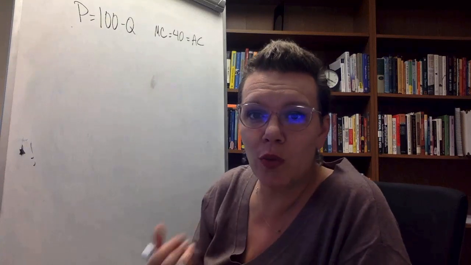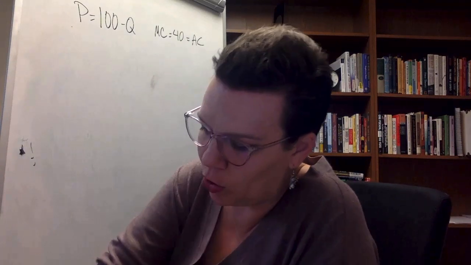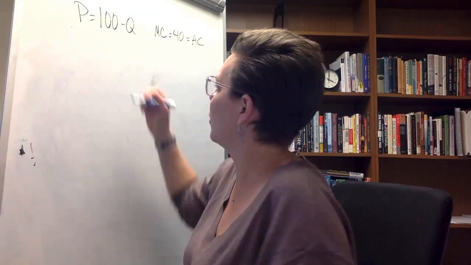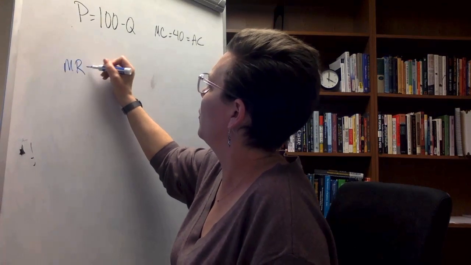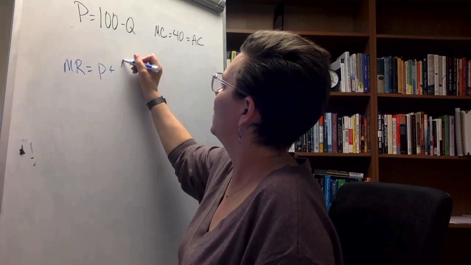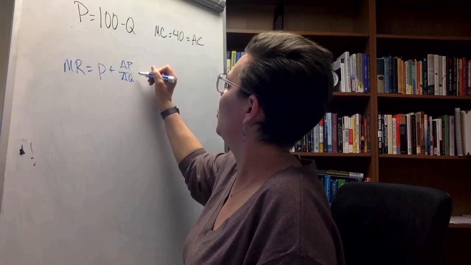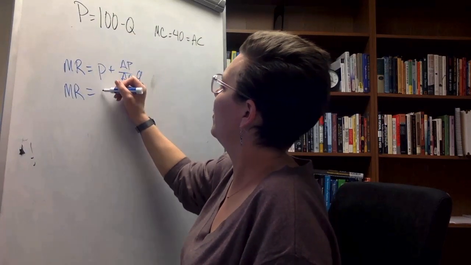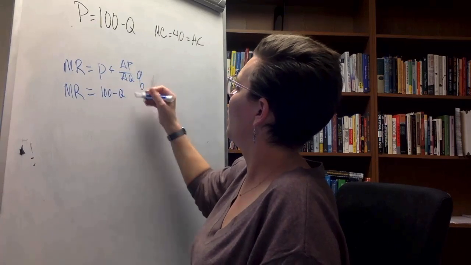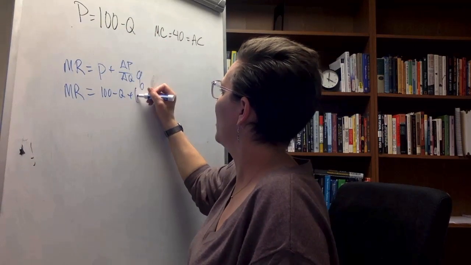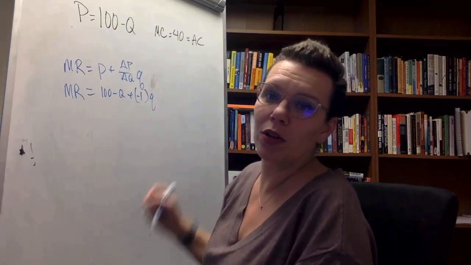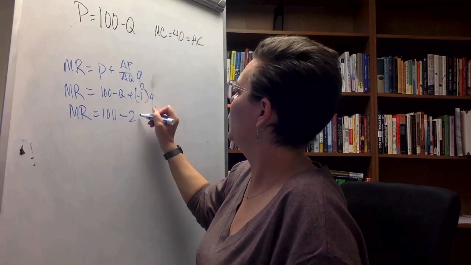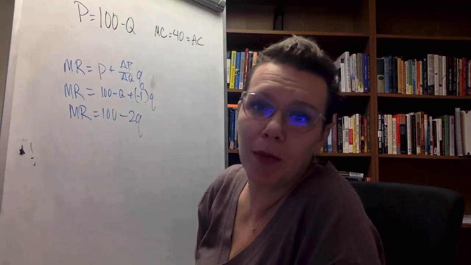And then we can find the marginal revenue curve easily. One of the great ways we can find marginal revenue is marginal revenue equals P plus change in P divided by change in Q times Q. So in that case, marginal revenue is equal to the inverse demand function, in this case 100 minus Q, plus the slope of the inverse demand function, -1, times the quantity, which simplifies to 100 minus 2Q as our marginal revenue curve.